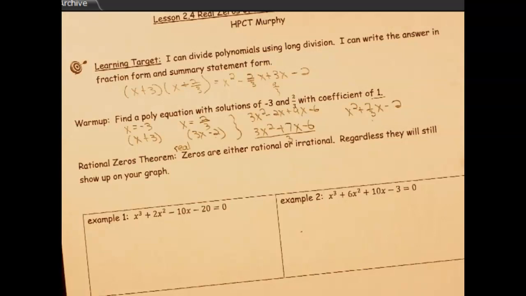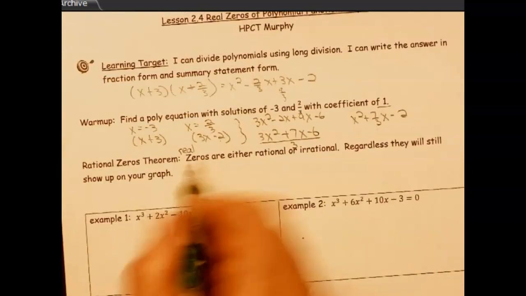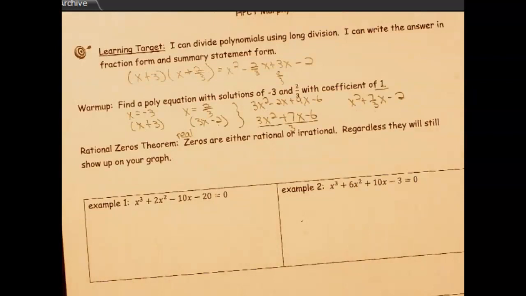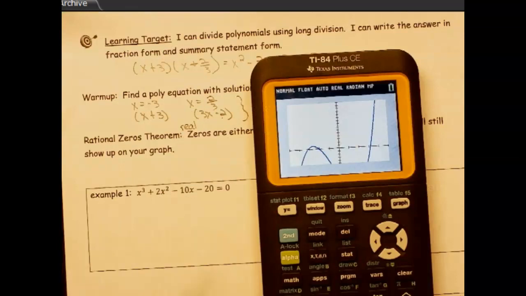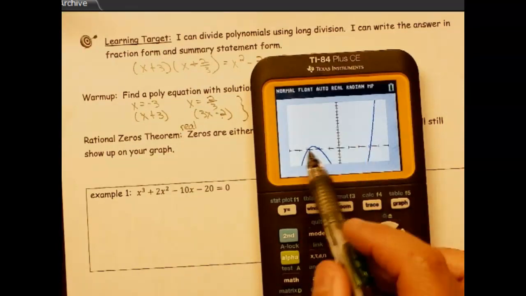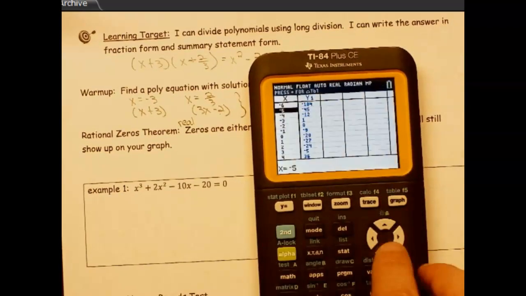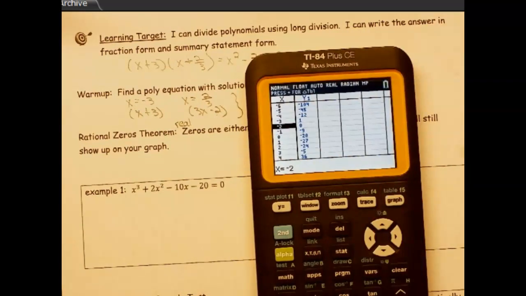Okay. The rational zeros theorem says that all of the real zeros, whether rational or irrational, would still show up on your graph. So let's go ahead and solve both of these. I have my first one entered already, and I'm going to go ahead and graph it. When I graph it, it looks as though there are two irrational, but one of them is rational. It looks like it's -2. So I'm going to go into that table, and I can quickly see that it is -2.